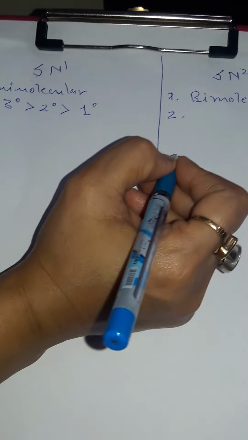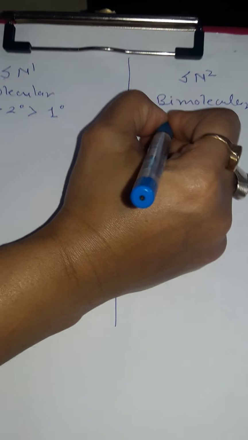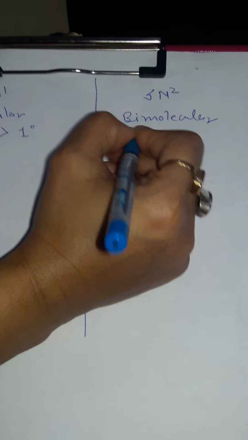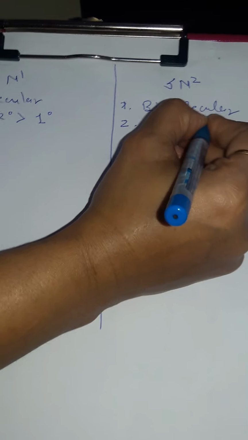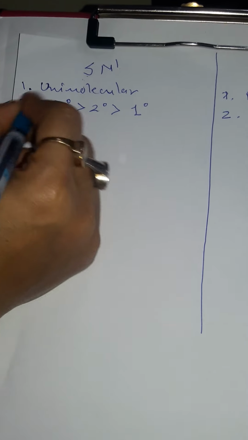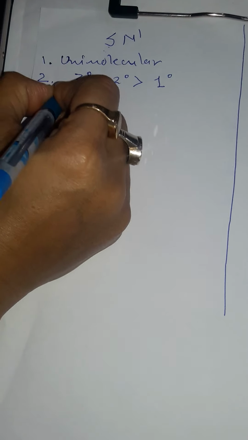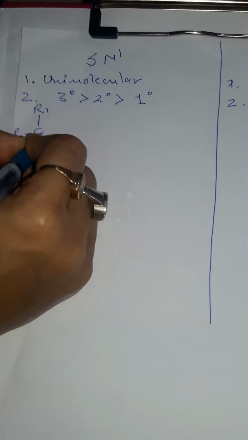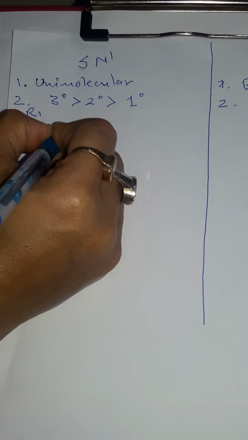Just the reverse case is observed in SN2. Here the 1 degree carbon gives more reaction than 2 degree, than 3 degree. The 3 degree carbocation means the carbon attached with 3 different groups, R1, R2, R3, and here a halogen.